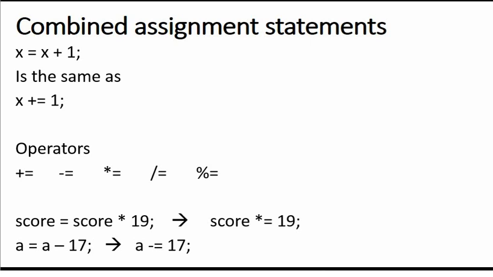So a equals a minus 17 is the same as a minus equals 17. It is a good idea just to make up some of these and translate them to the other side and vice versa.